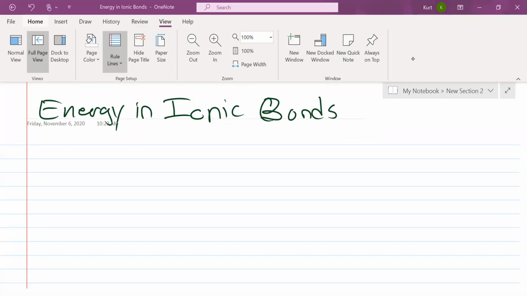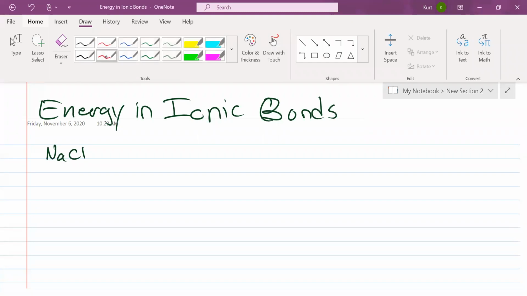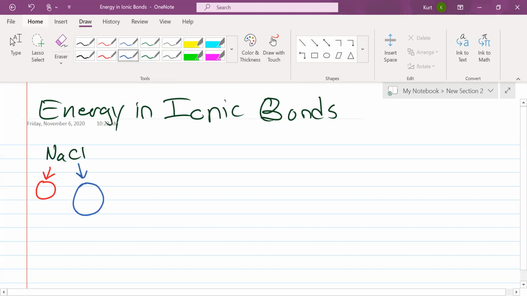Okay, we're going to do energy in ionic bonds today. Last time we talked about how in an ionic compound you have a crystal lattice. For instance, in sodium chloride, let's say that I use red for sodium and blue for chloride, that they appear in a 1-to-1 ratio. 1 sodium for every 1 chloride. And so in a crystal lattice, they're going to be every other ion.